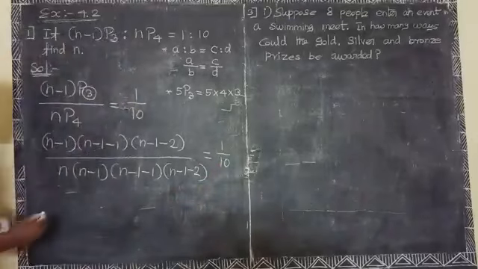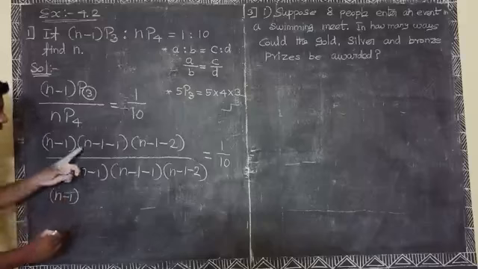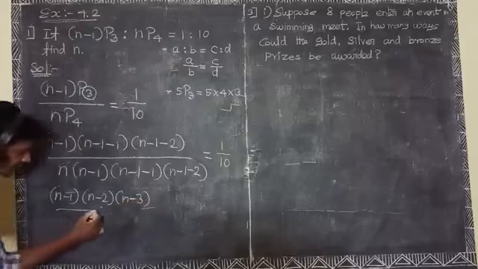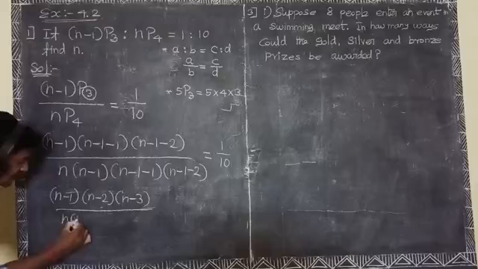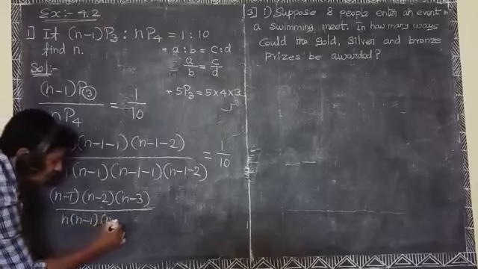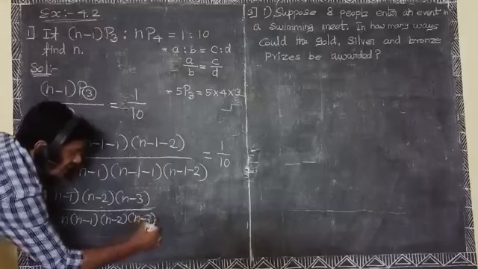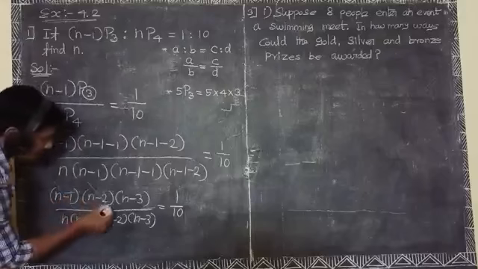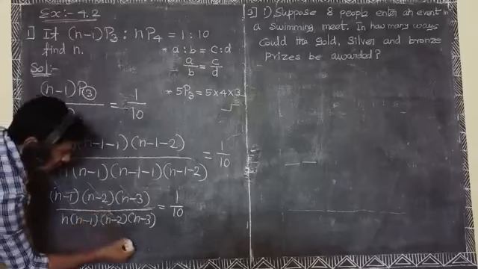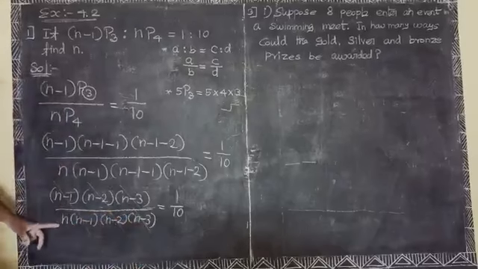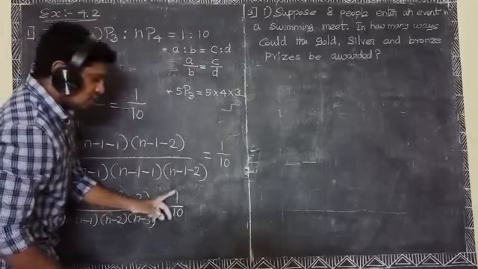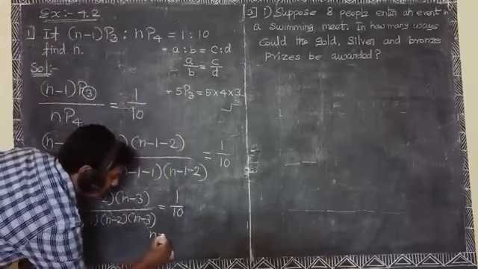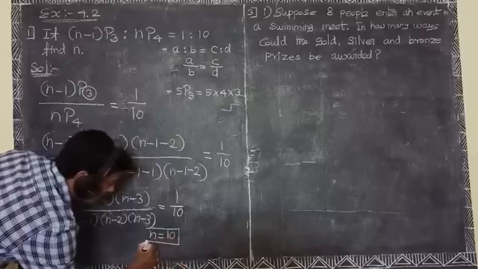The numerator is (n minus 1), (n minus 2), (n minus 3), divided by the denominator n into (n minus 1) into (n minus 2) into (n minus 3), which is equal to 1 divided by 10. The numerator's (n minus 1), (n minus 2), (n minus 3) are cancelled, so the left-hand side has 1 divided by n, which is equal to 1 divided by 10. Take reciprocal, we get n equal to 10.